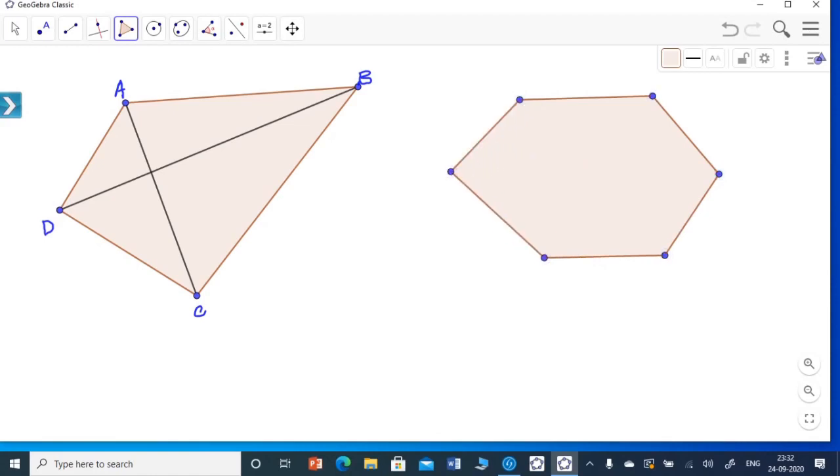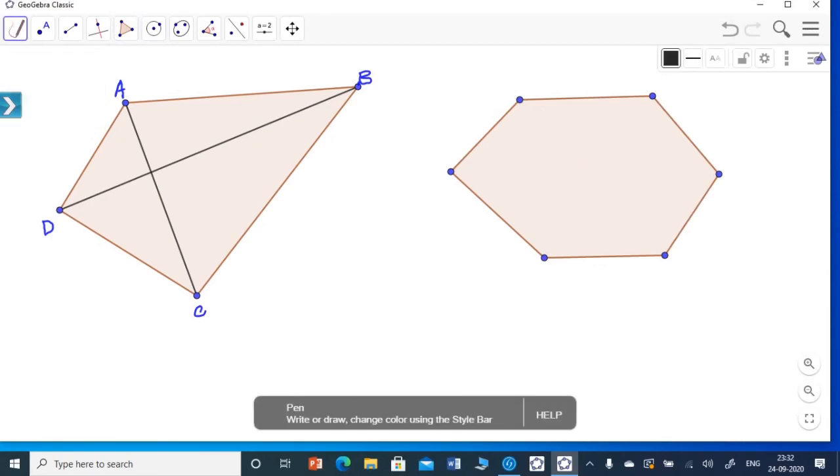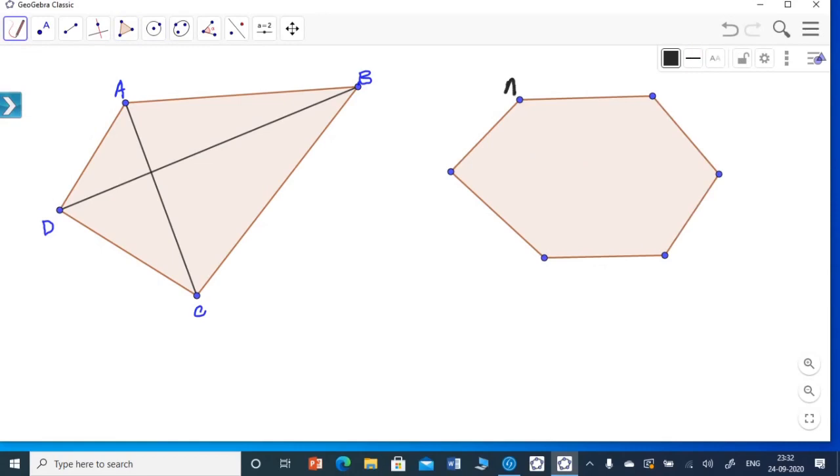It is a polygon having 1, 2, 3, 4, 5, 6 sides. Now draw diagonals. First name its vertices. Vertex A, then B, C, D, E, F, having 6 vertices. So it is a hexagon.